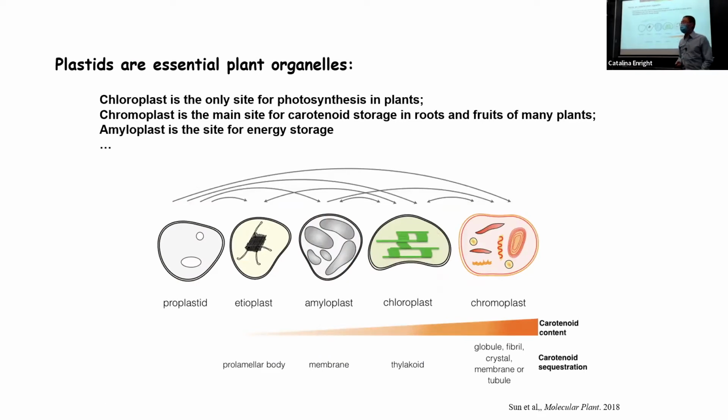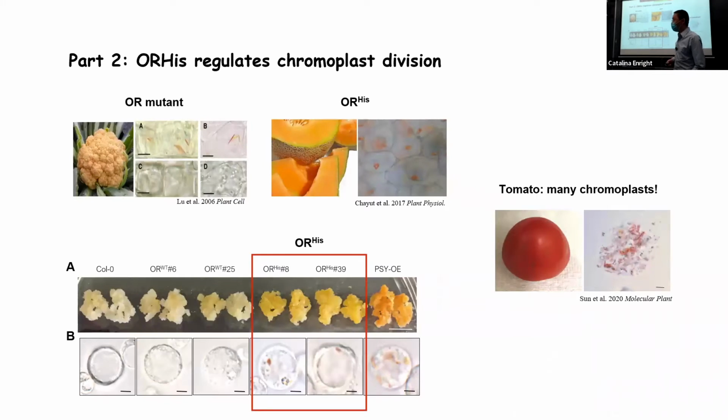As we all know, plastids are essential plant organelles. There are different types of plant plastids, including the amyloplast, which is the main site for starch accumulation, the chloroplast, which is the site for photosynthesis, and the chromoplast, which is the main site for carotenoid accumulation. We found that with the OR mutant or OR-His gene, there are only one or two large chromoplasts in one cell. But in tomato, there are many chromoplasts, which lead to a high level of carotenoid accumulation.